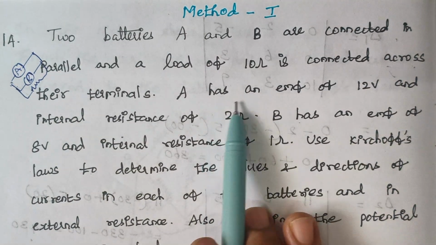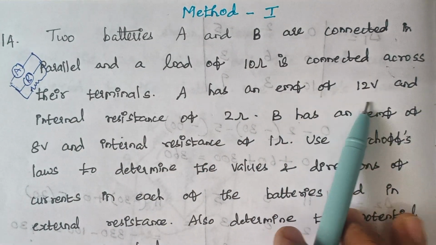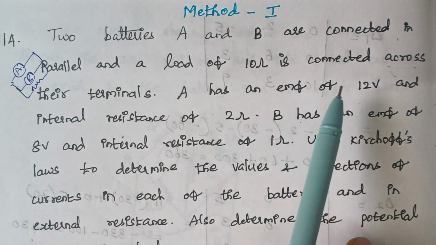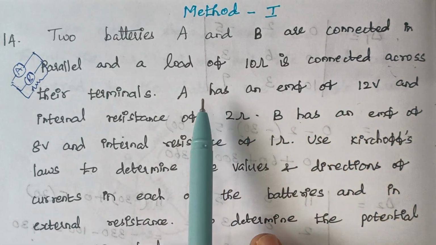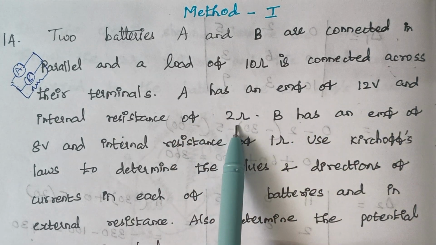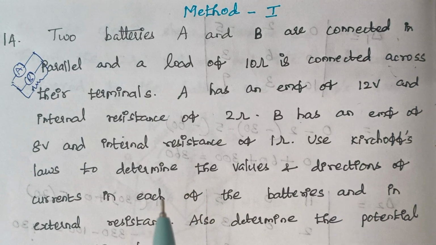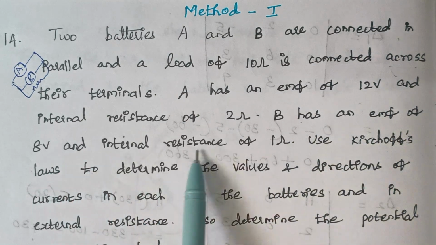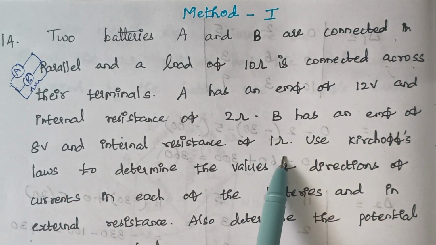The next thing is A has an EMF of 12 volt and internal resistance of 2 ohm. That is, A has a voltage of 12 volt and it has internal resistance of 2 ohm. Internal resistance is something which will be present in all the voltage sources. And B has an EMF of 8 volt and internal resistance of again 1 ohm.